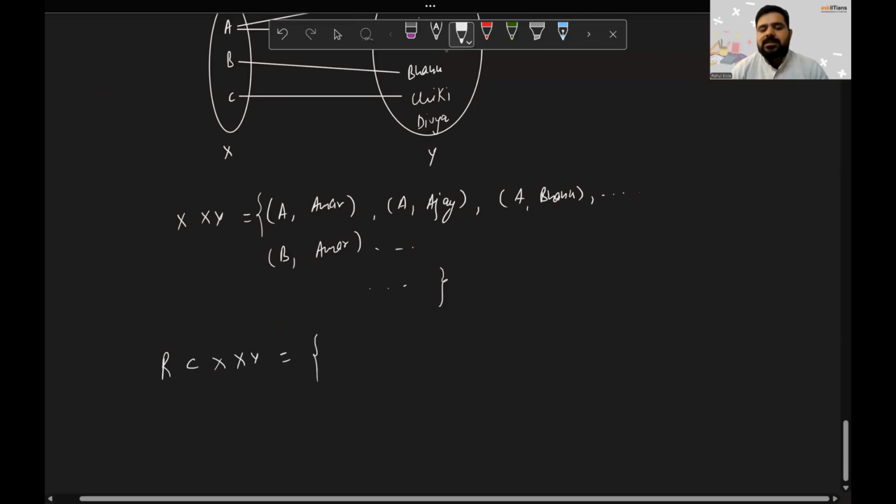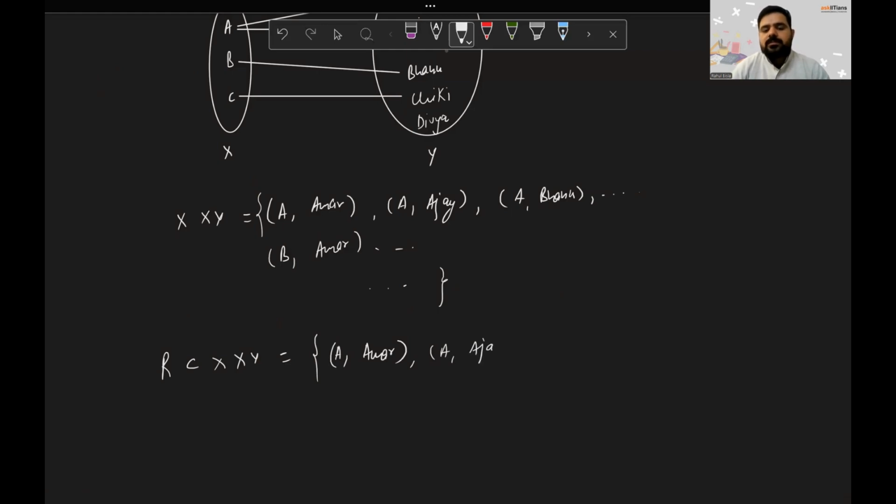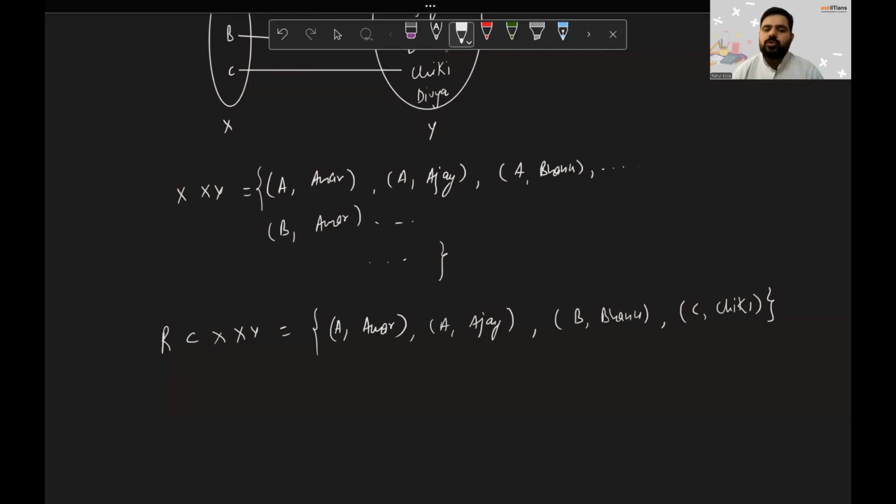We're defining this as A comma Amar, right? A comma Ajay, right? B comma Bhanu, and C comma Chiki. So these are some of the names that we have mapped with their initials from set X. Right? You can see this is not the whole cross product. But yes, definitely this is part of the cross product.